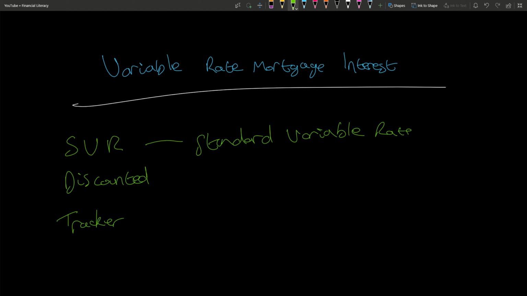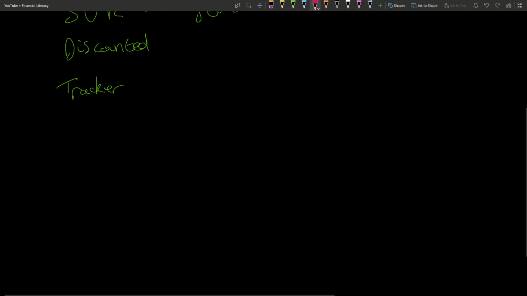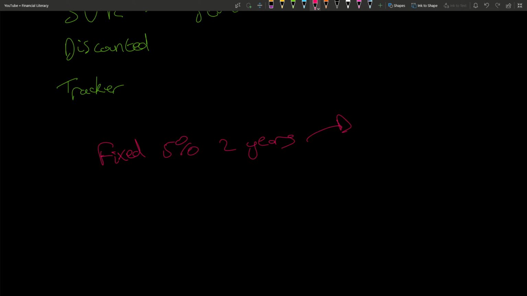Okay, so standard variable rate. Let's say you're on a fixed rate mortgage of 5% for, say, 2 years, which is pretty common. Afterwards, you will most likely be put onto an SVR. An SVR generally has higher interest rates in the long run, and if you can, you want to be put onto a discount. So they'll put you on the SVR, and the interest rate will vary. How is this calculated? There are a bunch of factors that go into it.